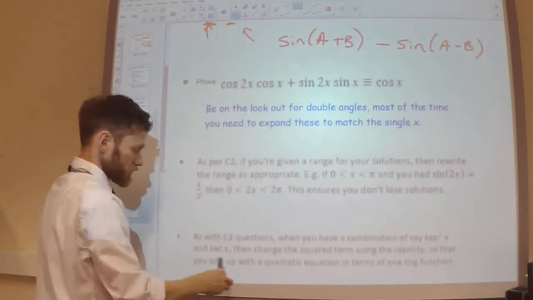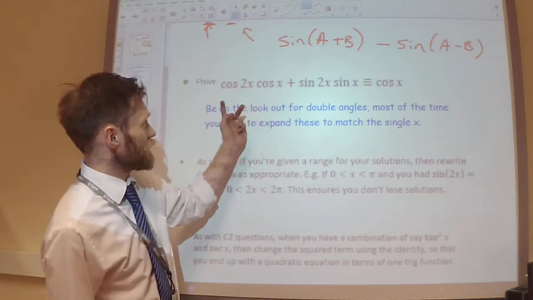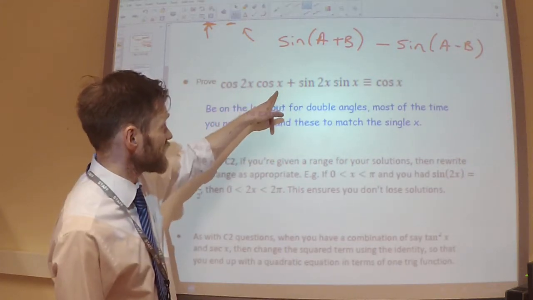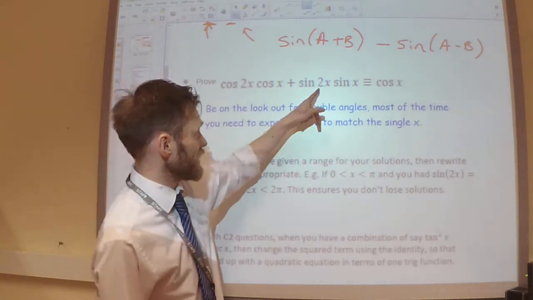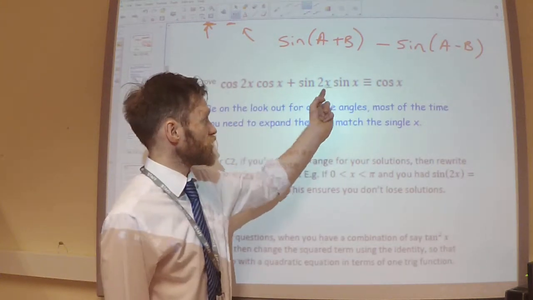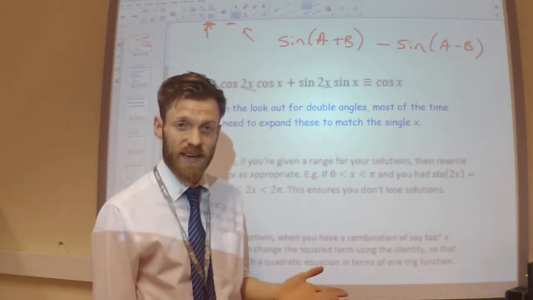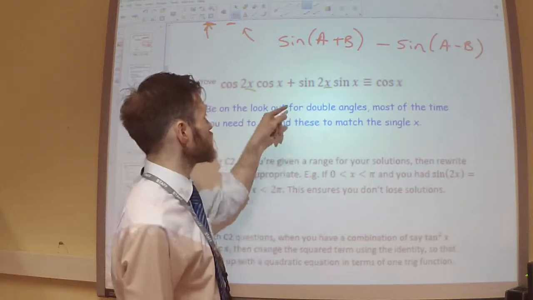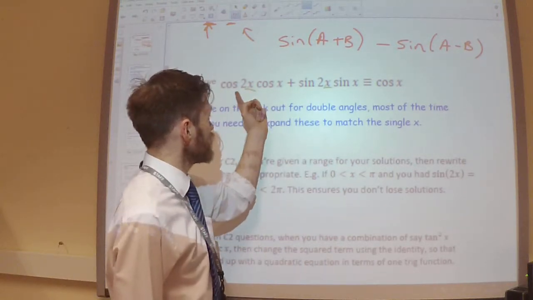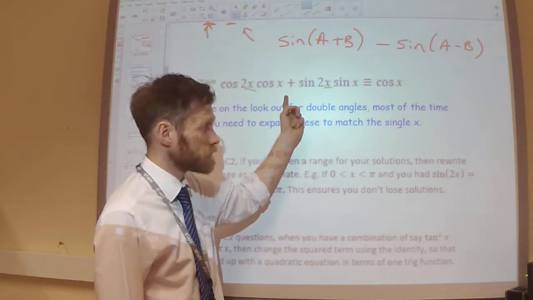Next tip, be on the lookout for double angles. So for example, if I'm asked to prove this, if I see that I've got a double angle here and a single angle there, and again double angle, single angle, you're going to need to get rid of the double angle. So you're going to need to expand those out. So always be on the lookout. If you see a 2x mixed up with an x somewhere else, make sure you expand the double angles so they match with the single angles.